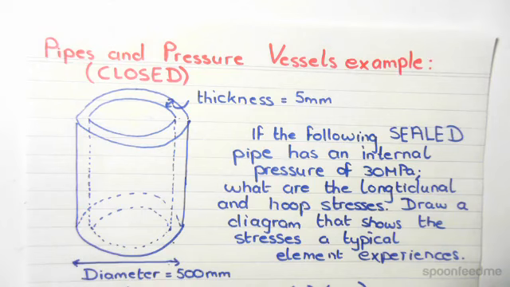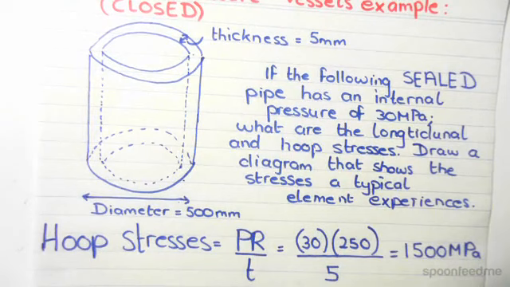So first of all, we know that hoop stress equals pressure times radius divided by thickness. We know that the internal pressure is 30 megapascals, the radius is 250, and the thickness is 5. This gives us a hoop stress of 1500 megapascals.